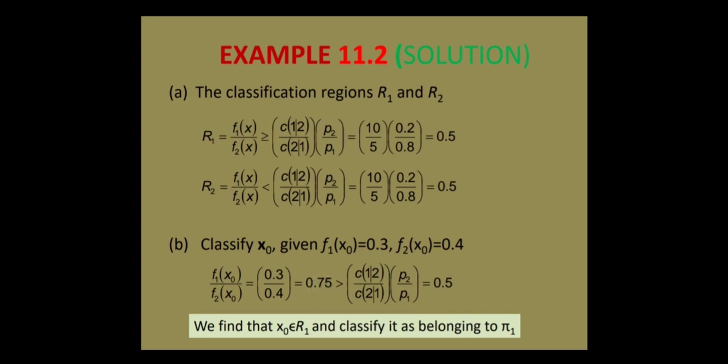So the new observation ataupun the new subject tadi will be classified as belonging to pi 1 ataupun the first region. Okay, belong to the first population. Okay, it will fall in the first region, the R1, and it belongs to the first population. Okay, that is how we do the classification. Right?